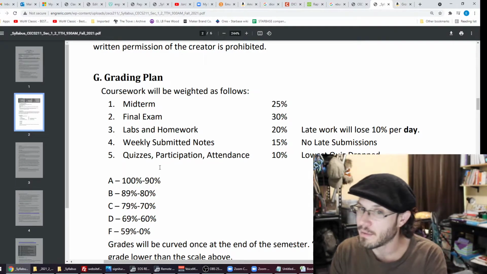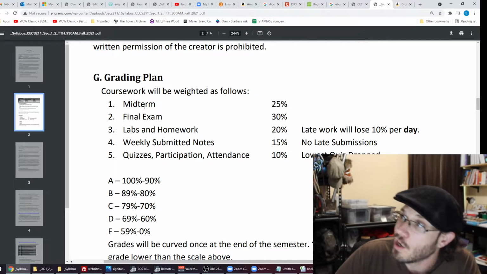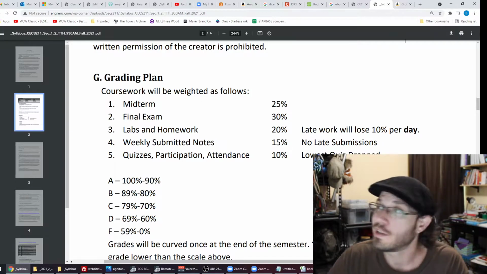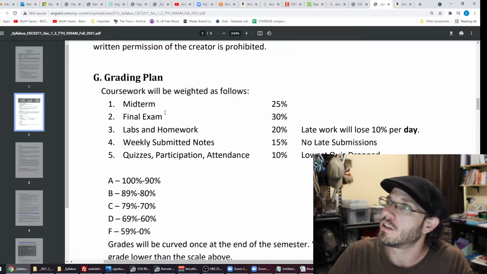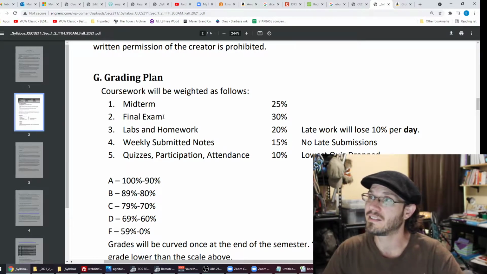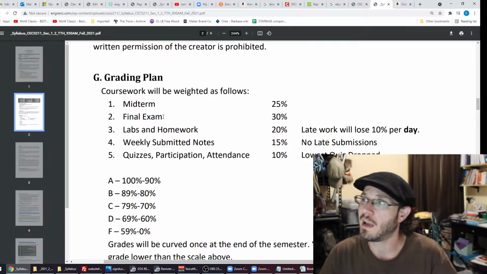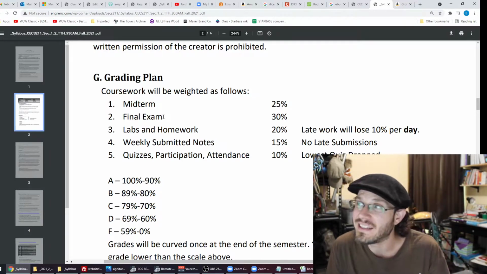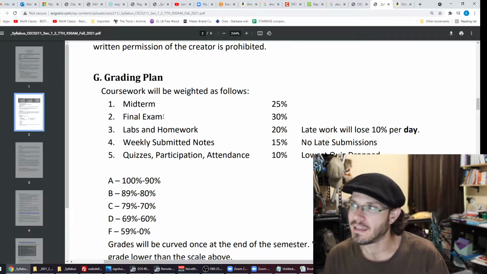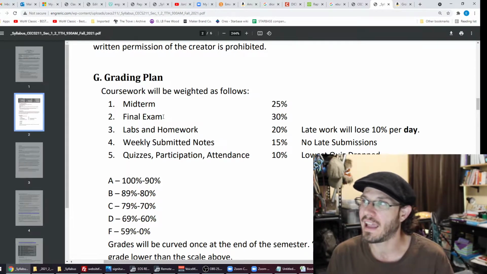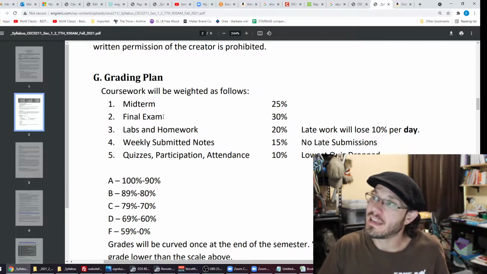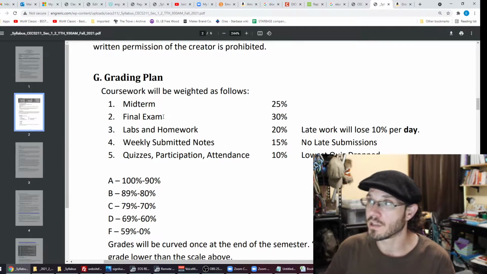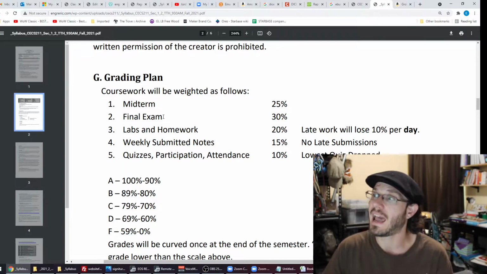Okay, let's get to the grading plan. As far as what's being graded for this class, I already talked about the weekly submitted notes, which you should already be taking. There is a midterm and a final exam. Those are the two big exams for this class. The midterm will be happening sometime around week 7 or 8 of the semester, and I will let you know at least a week in advance when the official date for the exam will be. All exams will take place on Beachboard, so I'll talk more about those exams as we get there.